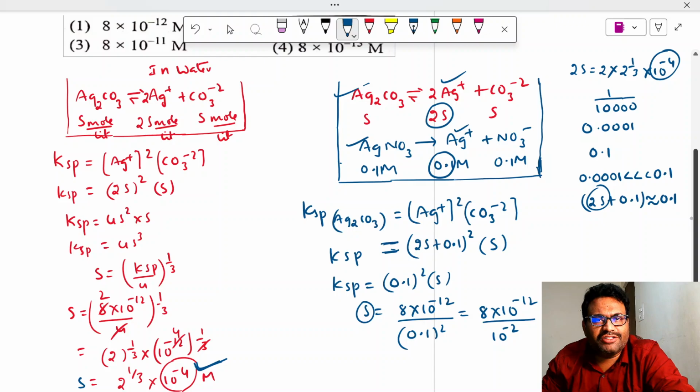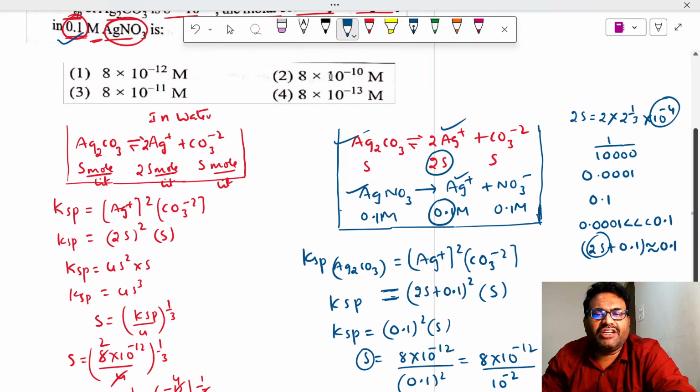10 power minus 10 is smaller when compared to 10 power minus 4. So based on the common ion effect, we find that the solubility of a sparingly soluble salt has decreased. So the answer is 8 into 10 power minus 10 molar. Let us see the next question.